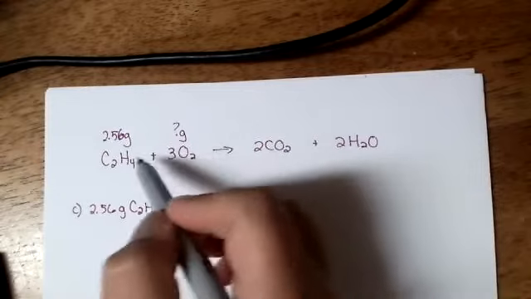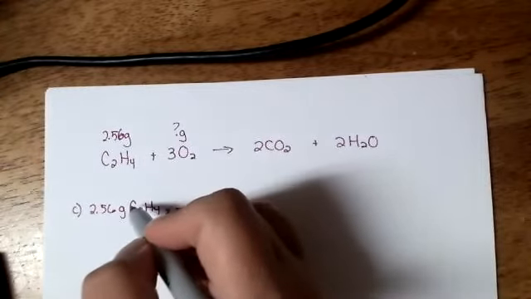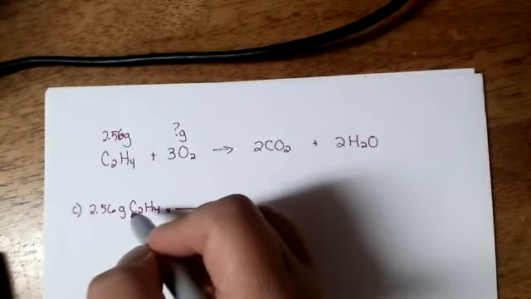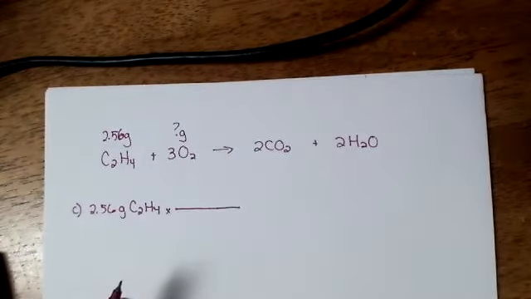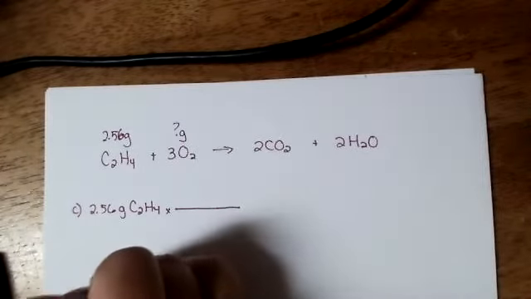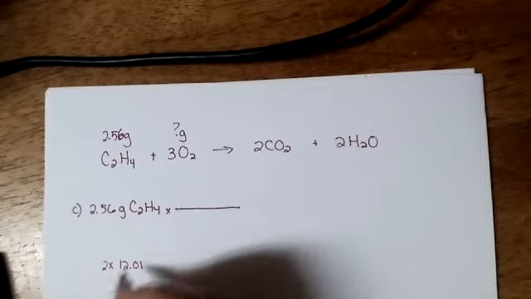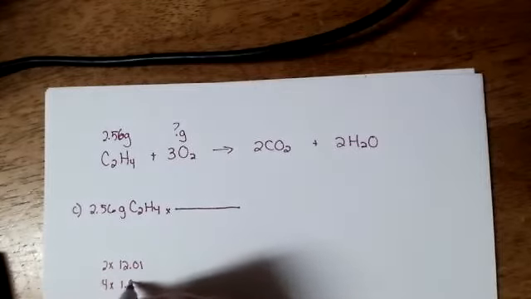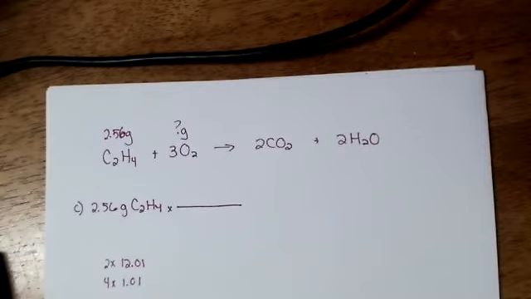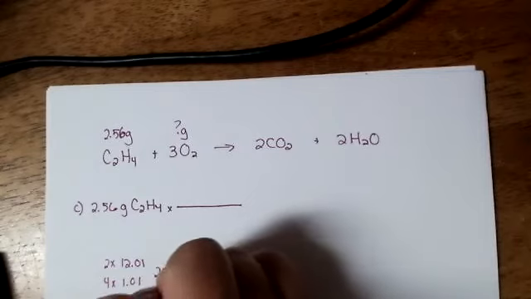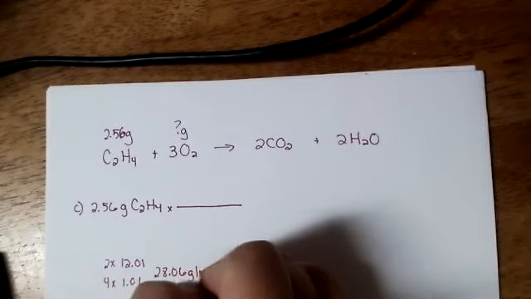For me to get from here to there, I've got to have moles. To convert this grams to moles, what do I need to find? Molar mass. So I have 2 carbon, which is 2 times 12.01, and 4 hydrogen, which is 1.01. When I run those through my calculator, I get 28.06 grams per mole.